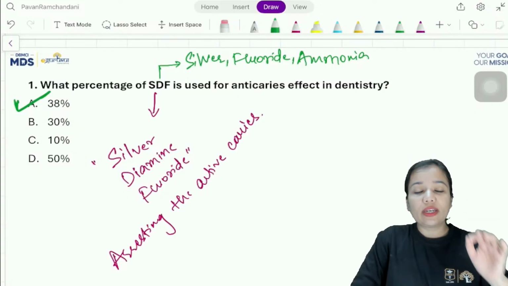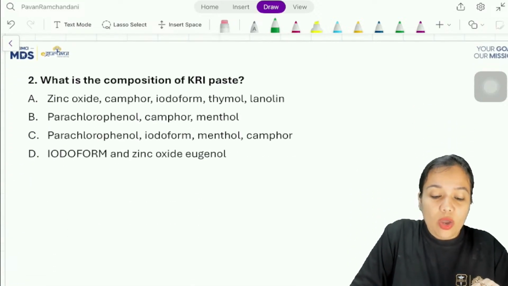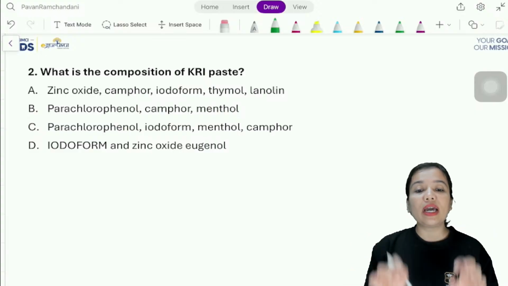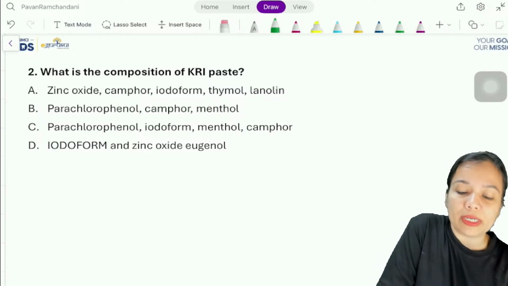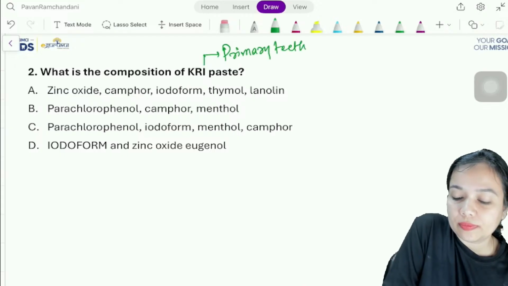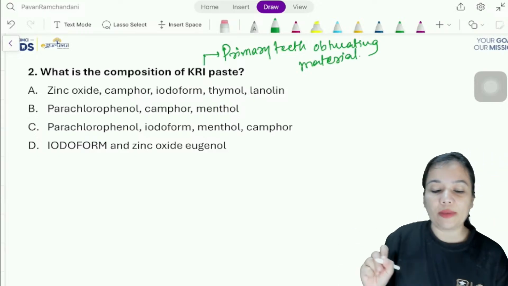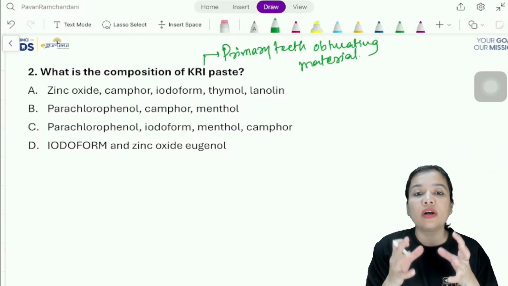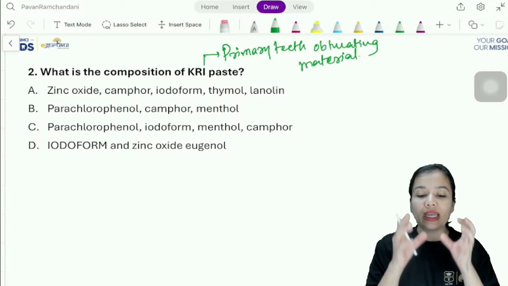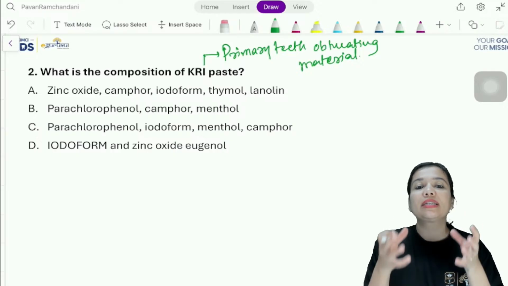Right. The second question that we have here is, what is the composition of KRI paste? Okay, so KRI paste is what? It is an obturating material that is used in primary teeth. So primary teeth obturating material. Right, that is KRI paste. KRI does not have an expanded form. It's not an abbreviation to anything. Okay, it's the name of the paste that has been given by the brand, that is the KRI paste.